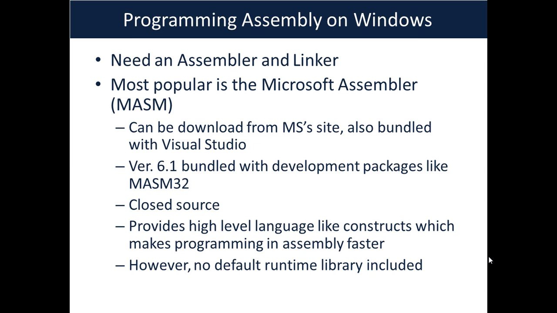One of the unfortunate things about MASM is that it is closed source. That means there is no way we can modify the assembler and add more directives and things like that. Also, one of the most important things to note is that the Microsoft assembler provides high-level language-like constructs which make programming in assembly very, very simple. What these are, we'll revisit a little later. The only downside is that there is no default runtime library included with the assembler. And this is where packages like MASM32 come to our rescue, which we'll look at in the next video.